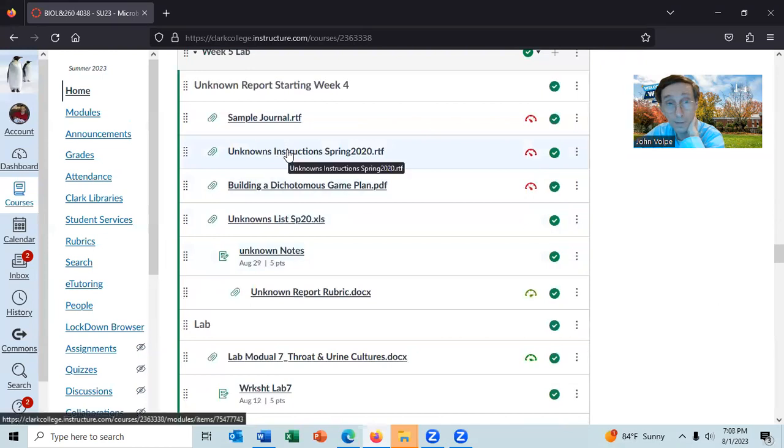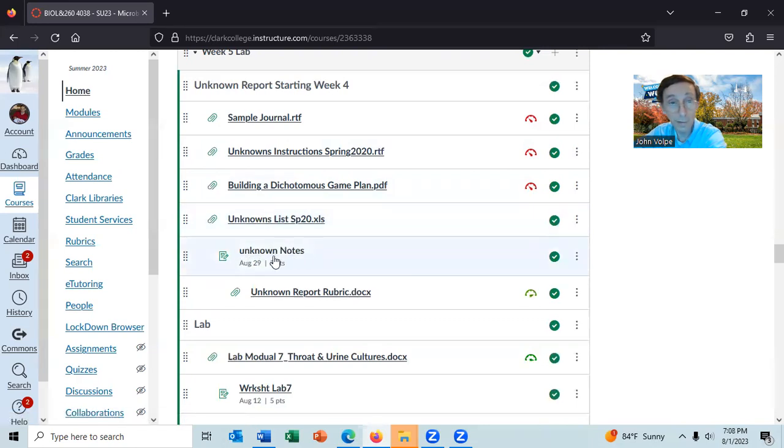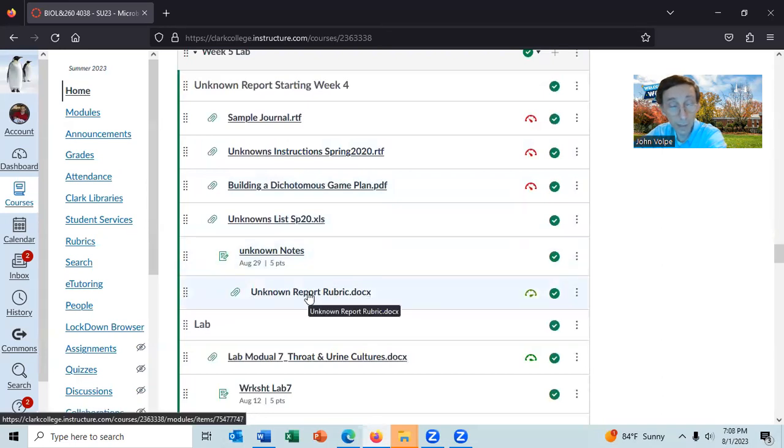I'm going to talk about the unknown instructions now, and a little bit about building a dichotomous game plan. And then we'll briefly look at the unknown list. This is the bacteria species you need to work with. And we'll talk about your unknown notes. That's where you'll be doing your unknown project. And then we'll talk briefly about the grading. You should look at the grading before you turn in your report.